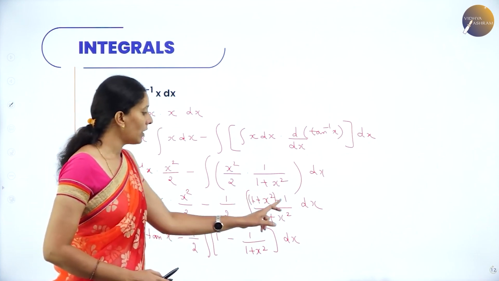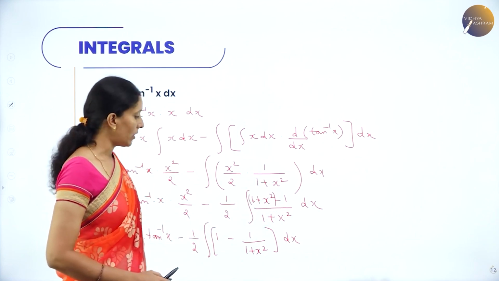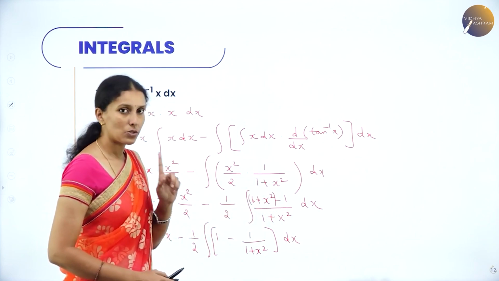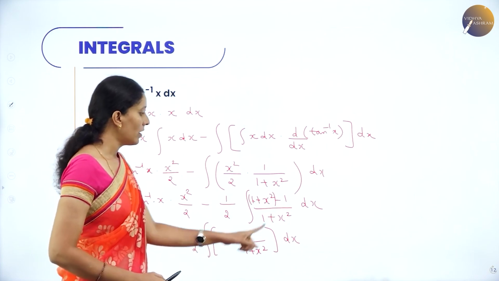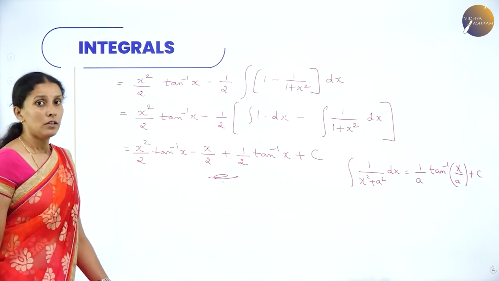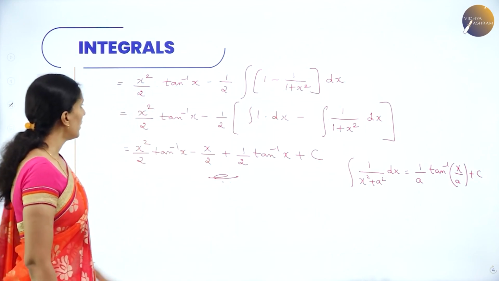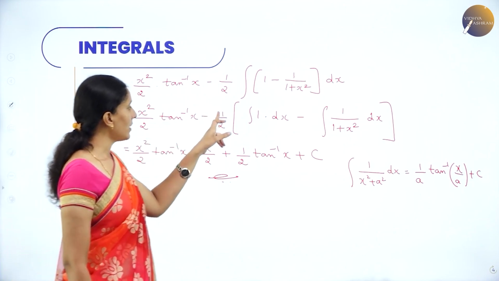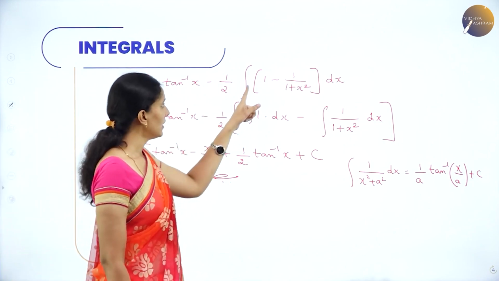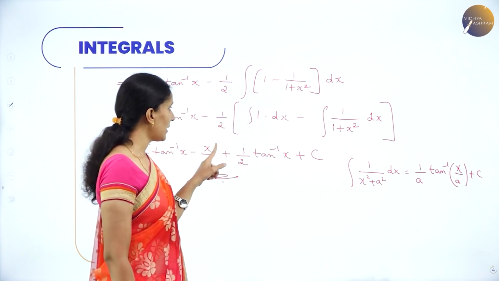Then there will be two terms in the numerator. So divide each term separately by the denominator. So 1 plus x square cancels. It gives you 1. And here it becomes 1 divided by 1 plus x square. So after applying the result, this is what we get now. Now the first term is done. In the second term we have half as a common factor. Apply the integral separately. Integral of 1 into dx is nothing but x.